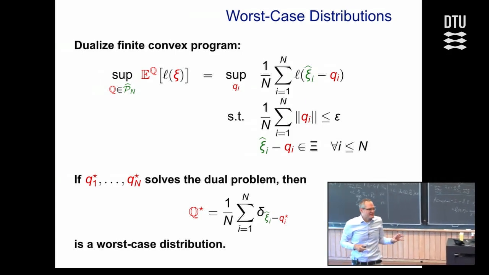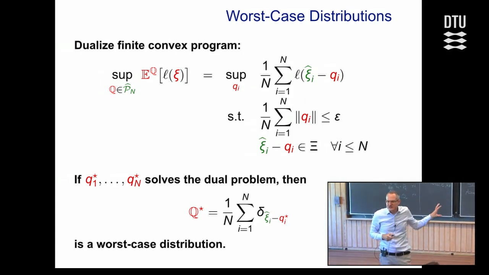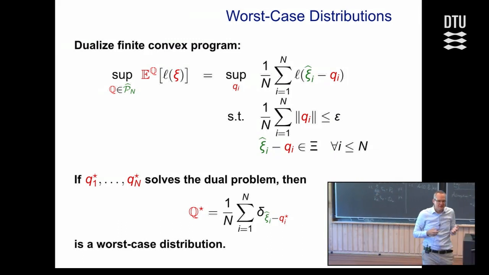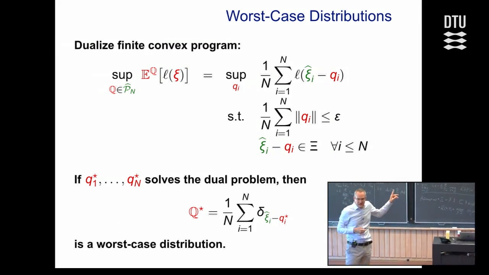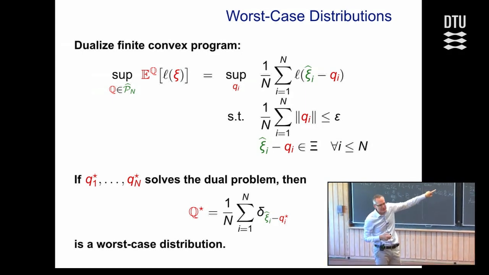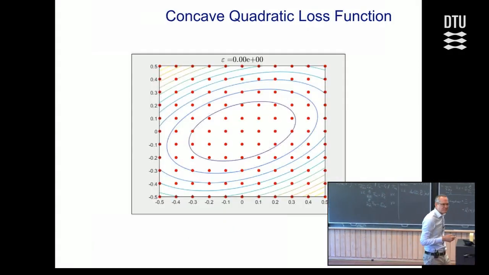So that tells us that the worst case distribution is always a discrete one that looks like the empirical distribution, just that the samples are perturbed. This was not at all clear from the beginning. And we can actually get that worst case distribution by solving this problem here, which is also a tractable convex program. Okay? Let me show you an example.